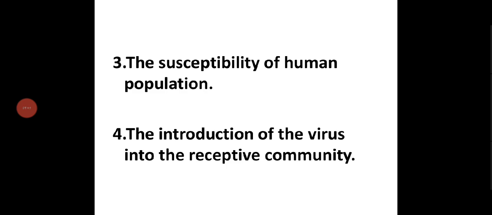Whether the human population has immunity. Immunized means he got the infection before and now he is immune. So whether they have immunity or not, when the virus is introduced in the community, whether it will be infective to everyone.